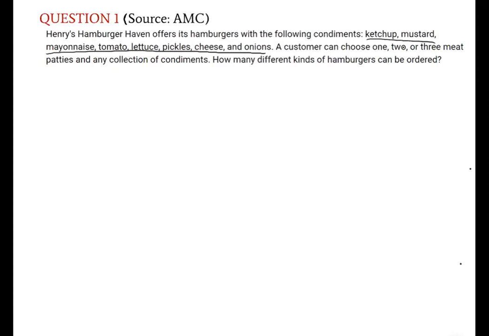So the number of choices you can have for your condiments is just 2 to the power of 8, since for each condiment, you only have 2 options. And then you can choose either 1, 2, or 3 meat patties. So that gives you 3 different options for the patties. And you just multiply 2 to the power of 8 by 3, which gives you an answer of 768.